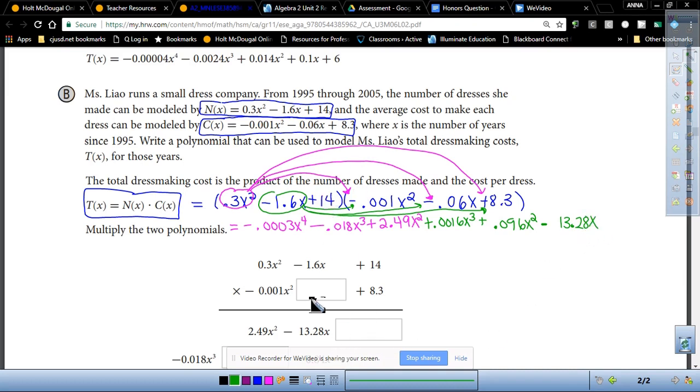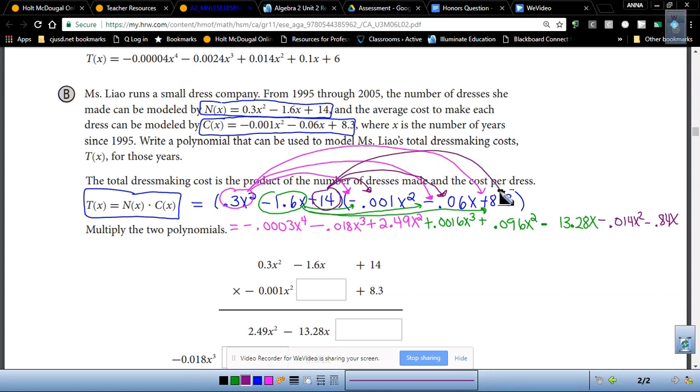But notice 14 has been hanging out here. 14 hasn't been touched, because we now need to distribute 14. So my positive 14 I'm going to distribute. I get negative 0.014x squared. I'm going to distribute 14 times 0.06 and get 0.84x. Positive times a negative, so minus 0.84x. Then I have to distribute it one more time. I get 14 times 8.3. They're both positive, so I'm going to get positive 116.2. Notice I get this really long polynomial with 9 terms.